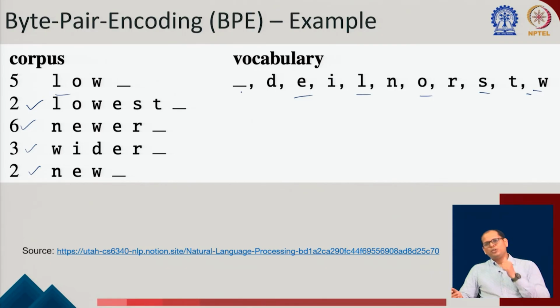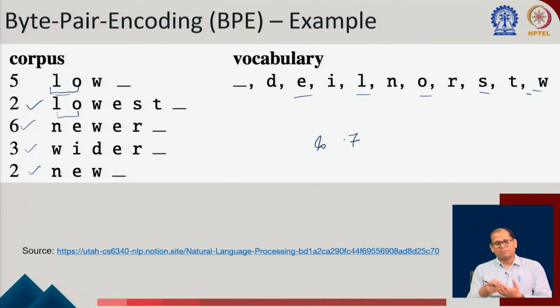Now I have to find the new token for the vocabulary. I'll find the adjacent tokens that are the most frequent. So, for example, LO occurs 7 times. But is there something more? What about WE? WE occurs 8 times. Anything else? ER. ER occurs 9 times. It seems that is the maximum. I cannot find anything more than 9.